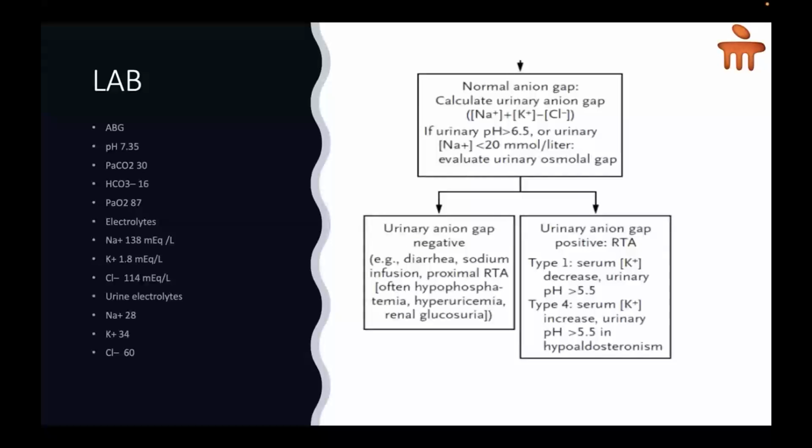So it's more than 6. It is positive, sir. Urine anion gap is positive. Okay. So it's a renal tubular acidosis. Given the background scenario of hypokalemia and normal anion gap acidosis with low potassium, the patient having hypokalemic periodic paralysis, most likely it's type 1 renal tubular acidosis.